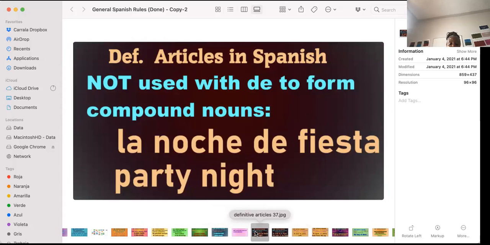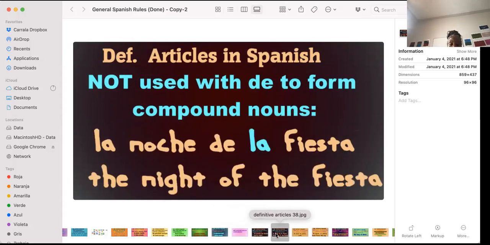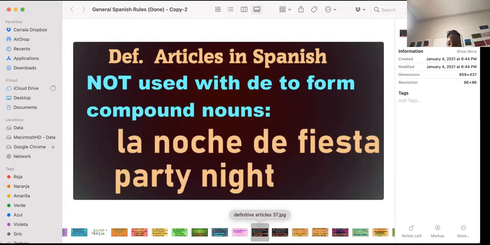Definite articles not used with de, a, to form compound nouns. Now look at the difference. La noche de fiesta means party night. But look what happens to the meaning. It's a very subtle difference, but look what happens to the meaning when you put the article. La noche de la fiesta means the night of the fiesta or the night of the party. So the one without the article is party night. That's how you would translate la noche de fiesta, it's party night.